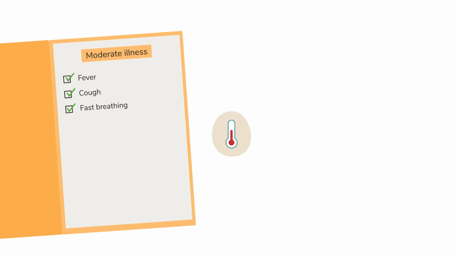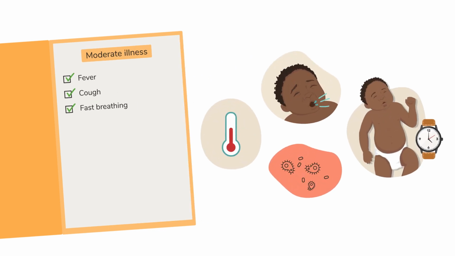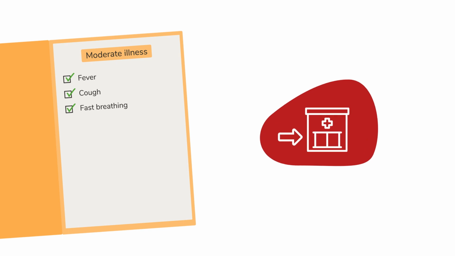If the child has a fever, cough, and fast breathing, it may be due to bacterial pneumonia. According to the WHO, treating a child who has bacterial pneumonia with antibiotics such as amoxicillin can be very helpful. If you cannot prescribe this medicine, refer the child urgently to a health facility for treatment.